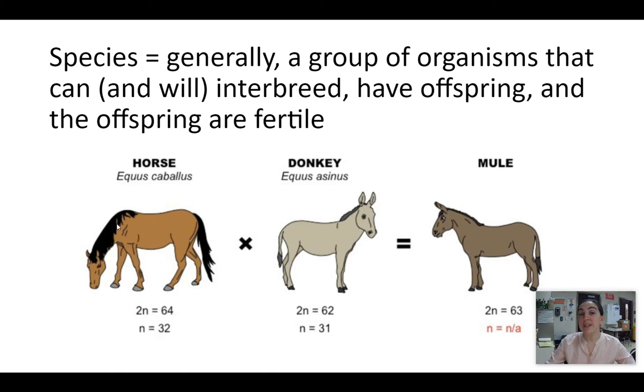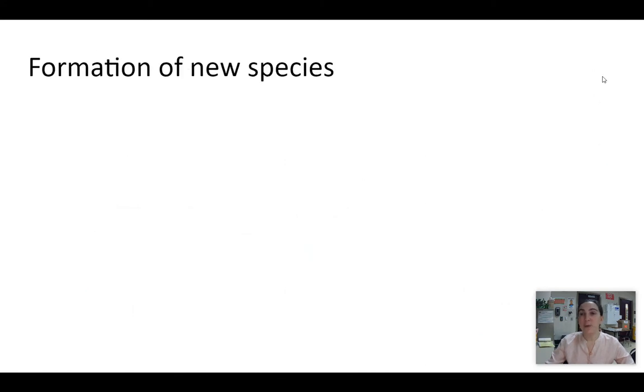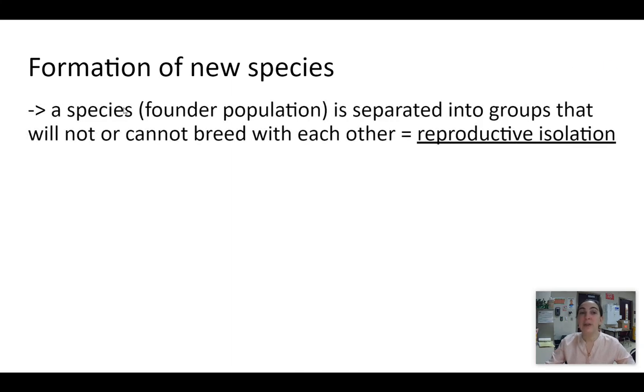So horses and donkeys are considered separate species because they meet the first couple criteria. They can interbreed, they can have offspring, but since their offspring are not fertile, they don't meet that third criterion, so they're considered separate species. The way that species form in nature involves a few different steps. First of all, the original population has to be separated into groups that either cannot interbreed or will not interbreed. That's called reproductive isolation, and this can happen a couple of different ways.